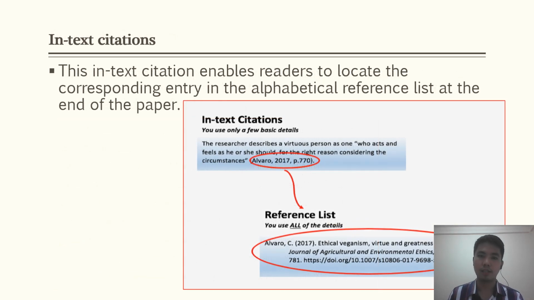In-text citation enables readers to locate the corresponding entry in the alphabetical reference list at the end of the paper. So which means that all cited references in any major part or section of your paper should be written in your reference list in alphabetical order.